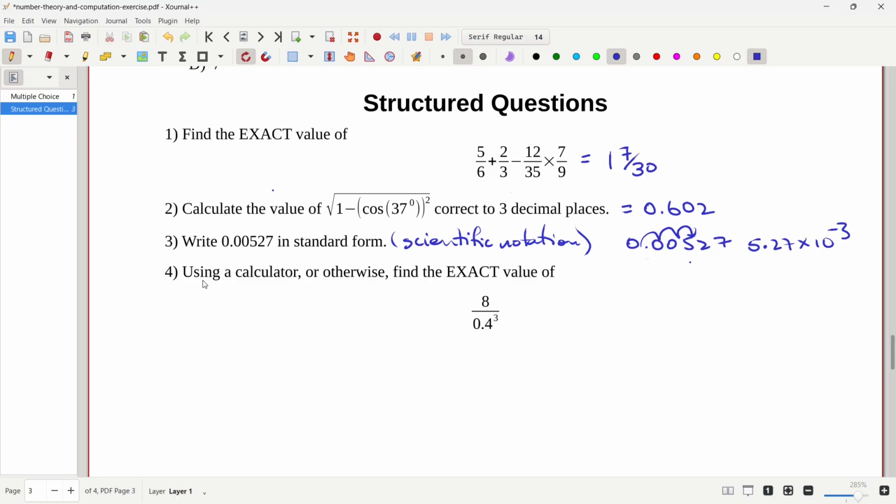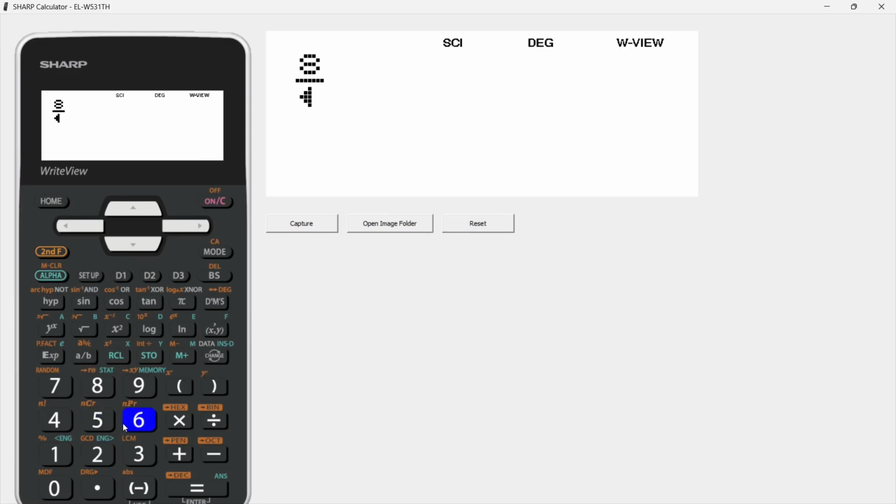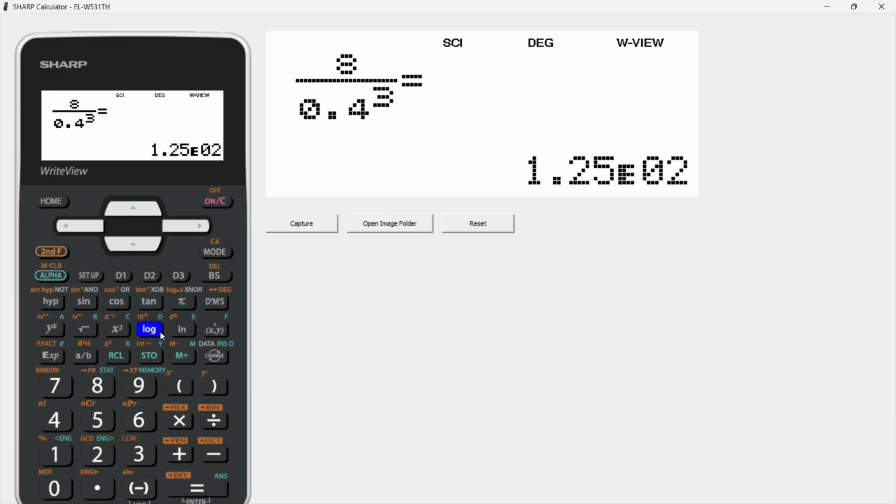Next, using a calculator, otherwise calculate the exact value of this, I will use my calculator. Let's go to the calculator. So back on the calculator again, I take 8, I use fraction, and I say 0.4, and then this y to the x button gives me any power that I desire. So 3 is what I'm going to choose, and I'm going to get 1.25 by 10 to the 2.